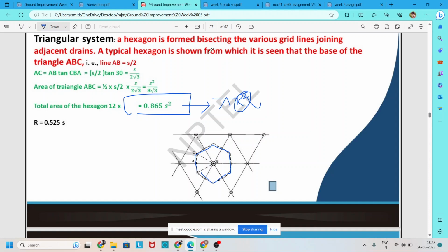So it is said that a hexagon is formed by bisecting the various grid lines joining the adjacent grid points. Like that way, we can find out its equivalent area for different patterns. For square pattern, it is simply S square, that means spacing square, and for triangular pattern, it is 0.865 S square. It is very important with regard to your assignment problem and also for your exam purpose.